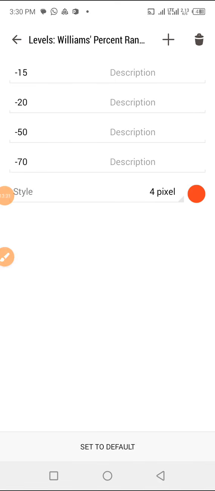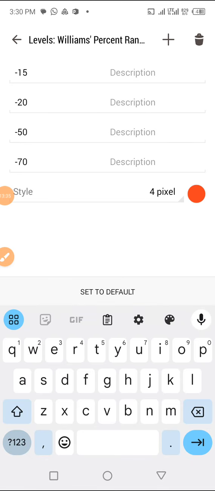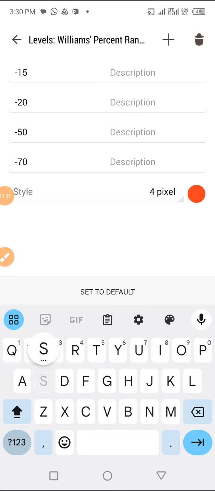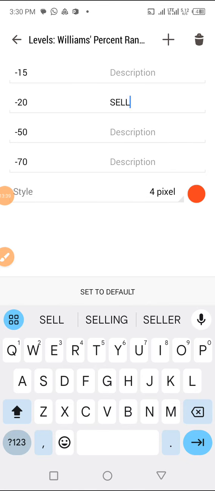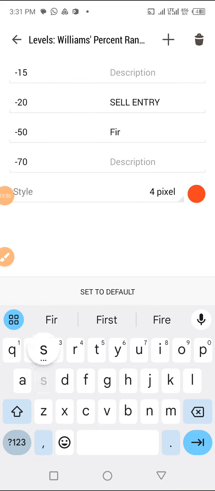So let me put an inscription to it. Here should be sell time, or sell entry. Here should be first TP.